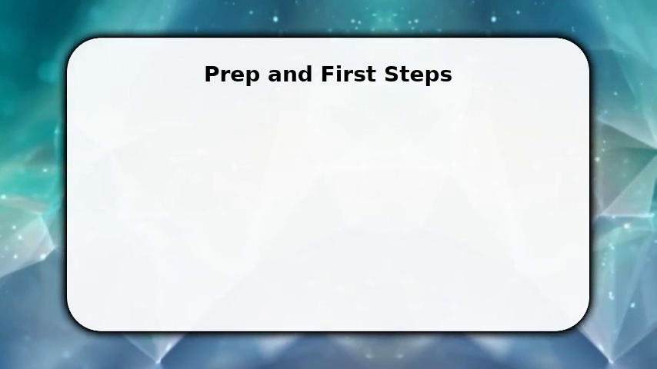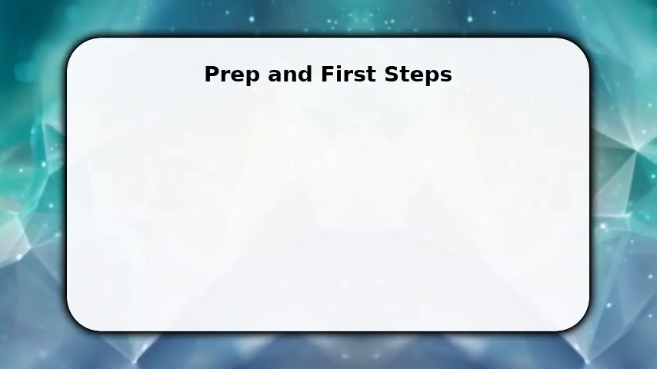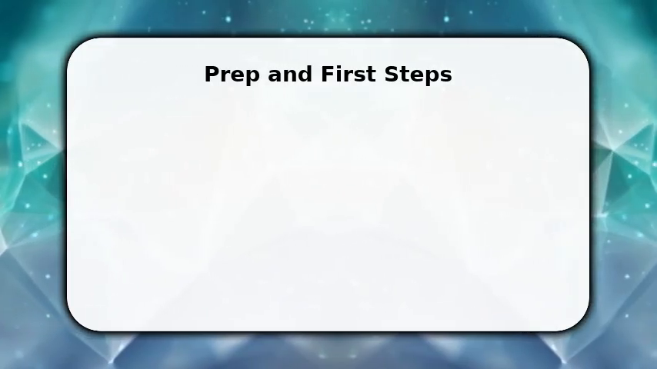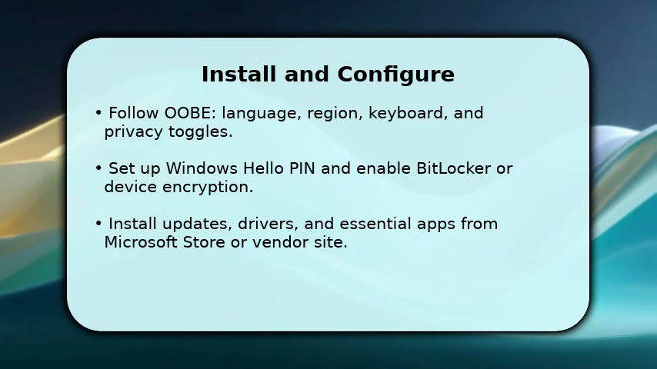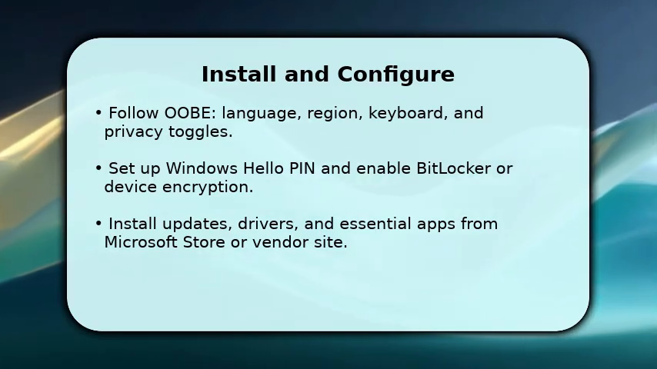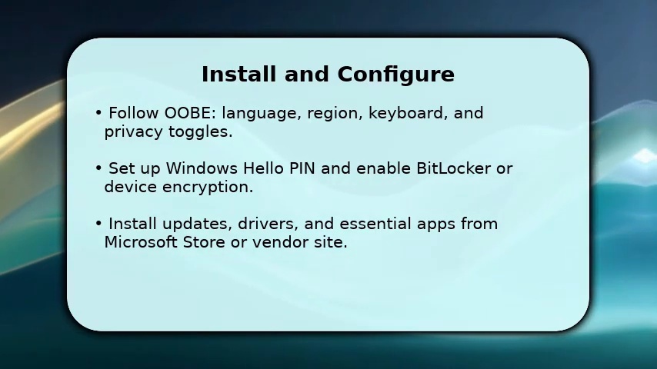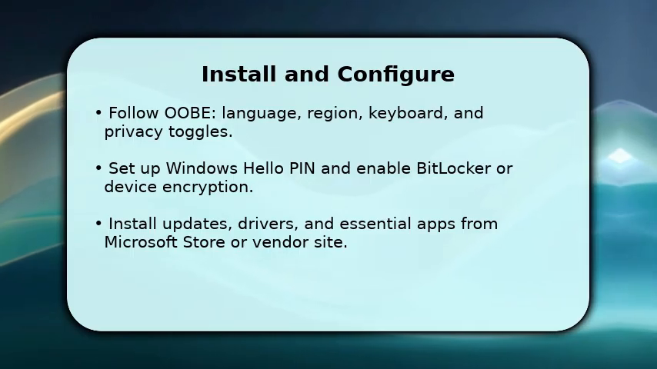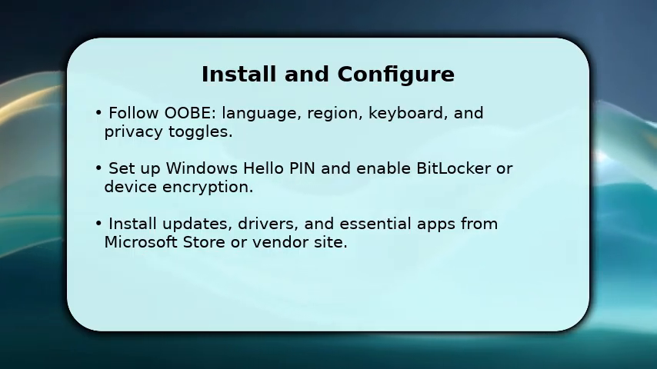Now execute the out-of-box experience steps methodically. Confirm language, region, and keyboard layout, then review privacy toggles. Disabling telemetry reduces data sharing. Next, create a Windows Hello PIN for quicker sign-in and enable device encryption like BitLocker if available for security.